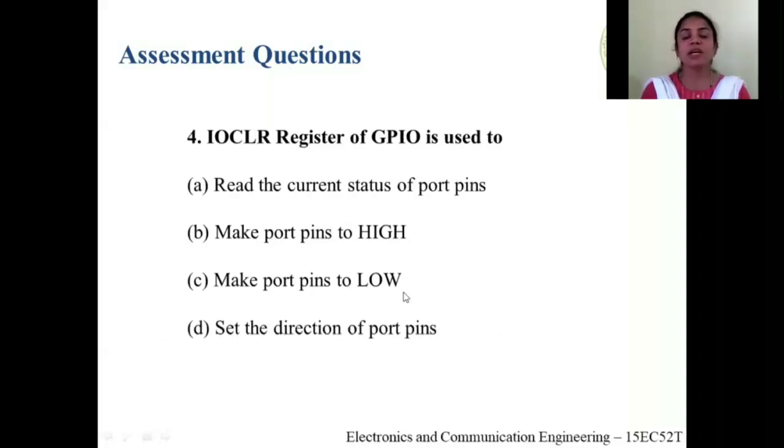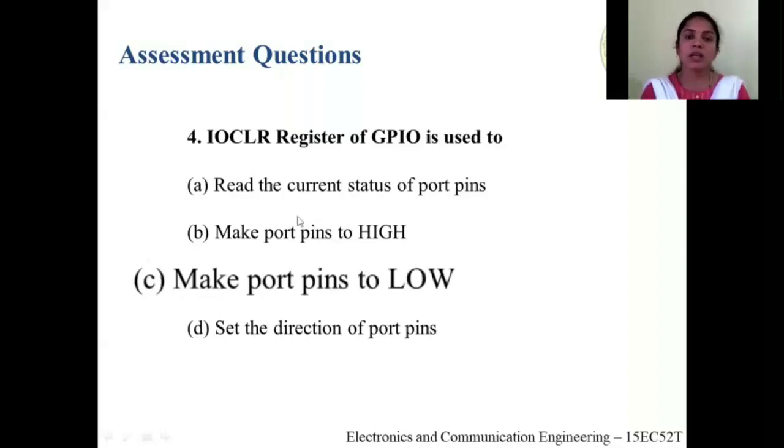Next is IO clear. The IO clear register of GPIO is used to make port pins low. Again, here also the same: configuring 1 makes that port pin value low, configuring 0 does not have any effect on the port pin values.